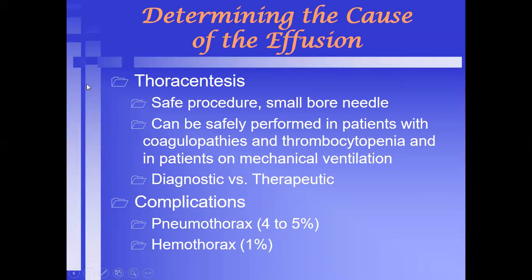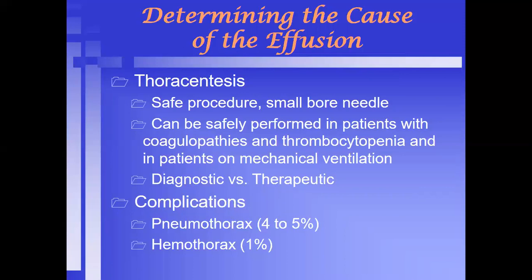So as mentioned, if you have a significant amount of pleural fluid, then your patient might have to undergo thoracentesis. Thoracentesis is the removal of your pleural fluid using a small bore needle. It's a relatively safe procedure and is said to be safely performed even if your patient has any coagulopathy, thrombocytopenia, and even on patients on mechanical ventilation.